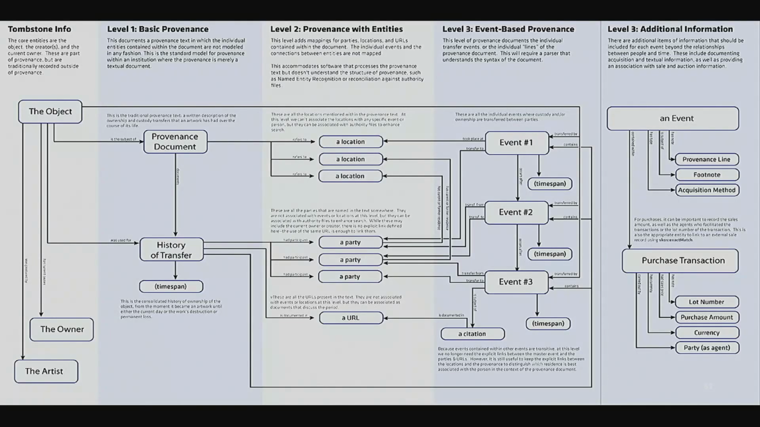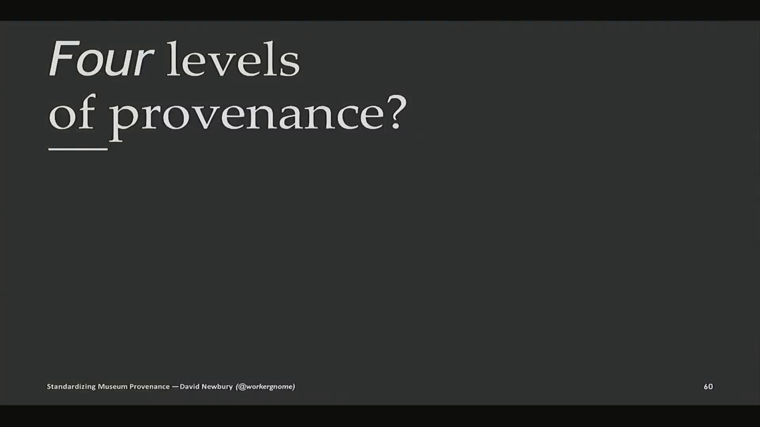And so we have this provenance model that talks about 3 different levels of provenance. Basic provenance, which is just text; annotated provenance, which links to the people; and event-based provenance, which links out to the individual events and breaks it apart. That's what we're thinking about with the tools that Carnegie is building. But that's not the limit of ways you can think about provenance. There can be a 4th level of provenance.